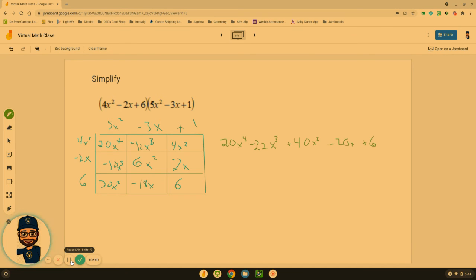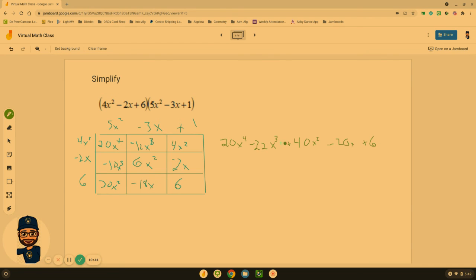All right, I hope you took some time to try that. I used the box method on this one. I had 3 along the left side, 4x squared minus 2x, positive 6. 3 along the top, 5x squared minus 3x plus 1, which would mean 9 multiplications. As I multiplied each of those, a couple of boxes to just be careful of. This one in here, negative 2x times negative 3x. Negative times negative is a positive, so 6. x times x is x squared. So just be careful in that one.